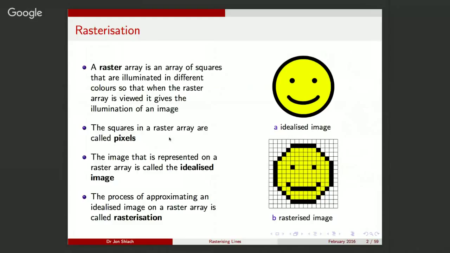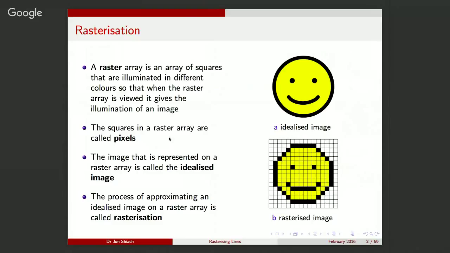Hopefully you've all seen things like HDTVs. You're looking at them and they look pretty good. I think you get even 4K TVs now. And you go to the cinema now, you get ridiculously high-res images. But what it boils down to is we have an array of squares. We colour in the squares. How we colour in the squares is called rasterization. So that's what we're going to be looking at today. So pixels are our little squares.